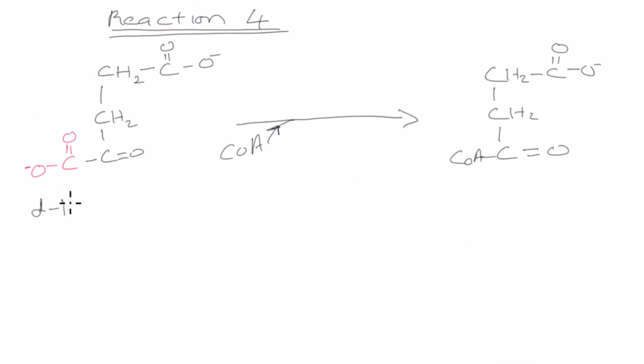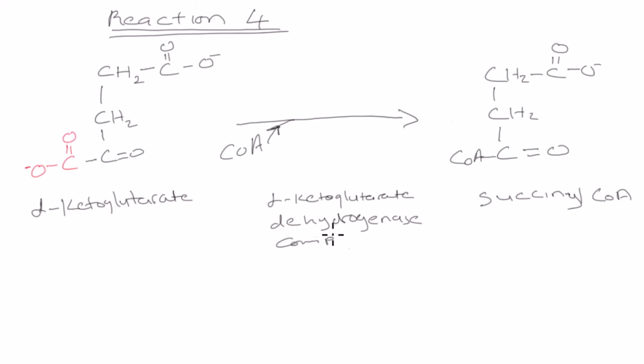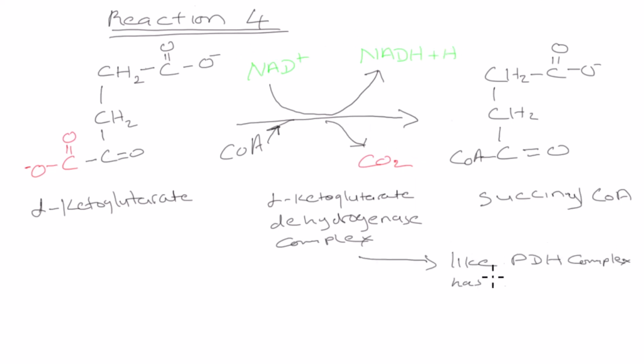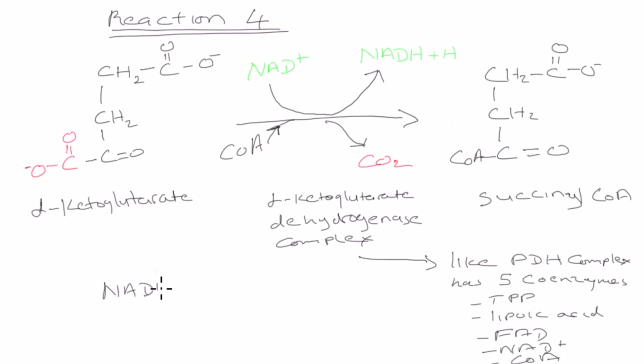The next reaction, oxidative decarboxylation of alpha-ketoglutarate to succinyl-CoA, is catalyzed by the alpha-ketoglutarate dehydrogenase complex. CO2 and NADH are also produced. Alpha-ketoglutarate dehydrogenase complex is similar to PDH complex. The coenzymes required are thiamine pyrophosphate, lipoic acid, FAD, NAD+, and CoA. Alpha-ketoglutarate dehydrogenase complex is inhibited by NADH and succinyl-CoA and activated by calcium 2+ ion.